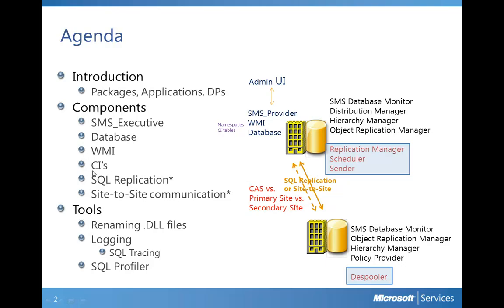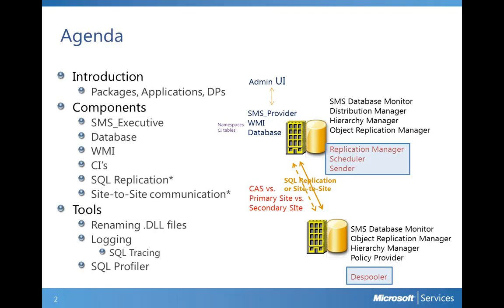Then there's a term that we haven't talked about yet called CI. And I want to spend a little bit of time talking about what a CI actually is. All right. So a CI stands for configuration item. Configuration item is a very important component for application deployment. CIs are a concept that were first introduced in Configuration Manager 2007. And they were introduced by a component known as DCM, Desired Configuration Management. There are other components, though, that make use of CIs, such as software updates.